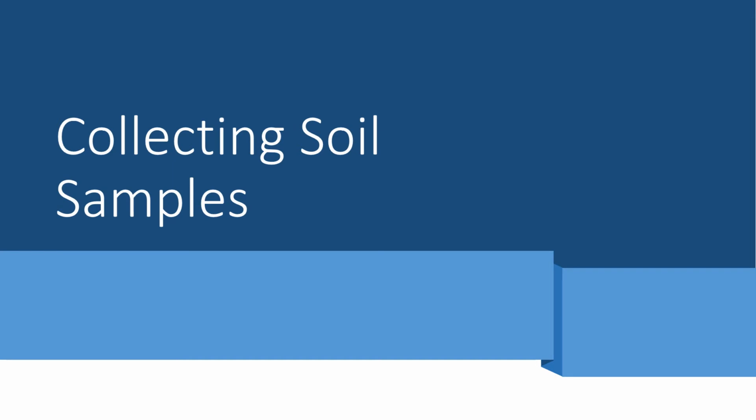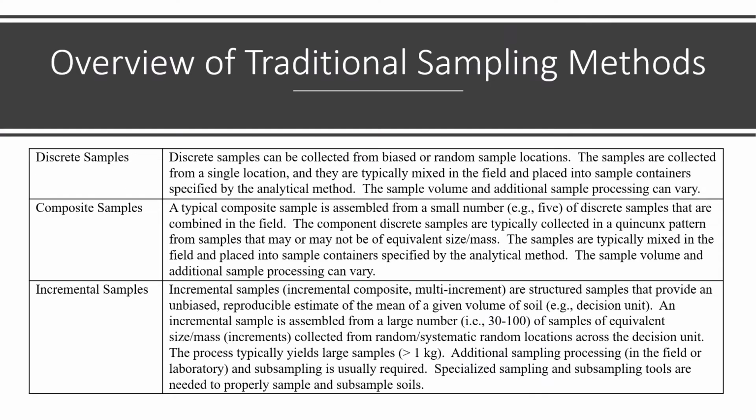So let's begin by talking about how we collect soil samples. This table presents an overview of traditional sampling methods, discrete or grab sampling, composite samples, and incremental samples. I'll go more into each of these types of samples and which ones may or may not be suitable for high-resolution site characterization.